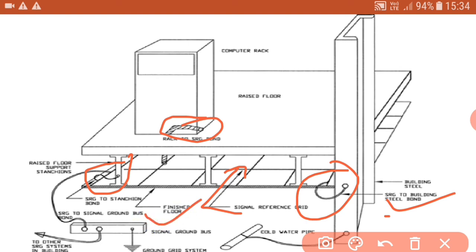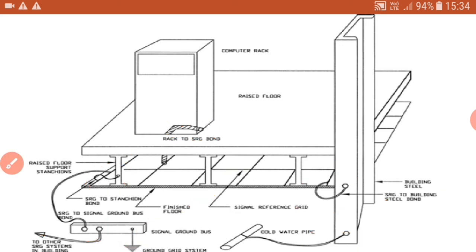This is the signal ground bus. It means all the ground signals come here, and it will be grounded. One connection is directly given to the other signal reference ground systems in the building. So this is the way all the grounding and bonding are done in the computer or communication data center, and we can observe all these things in this typical diagram.